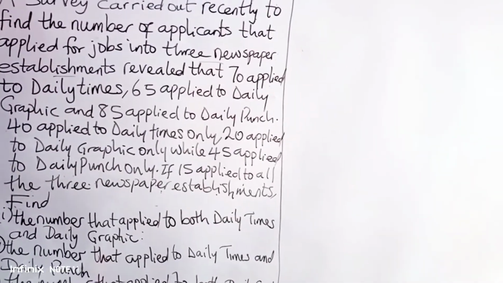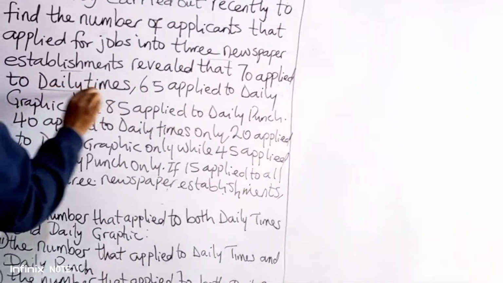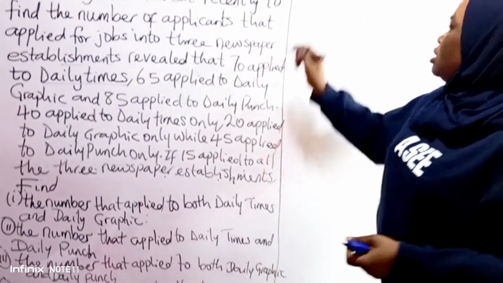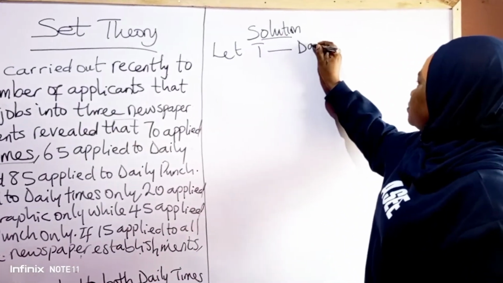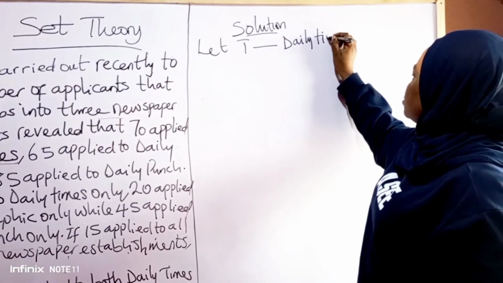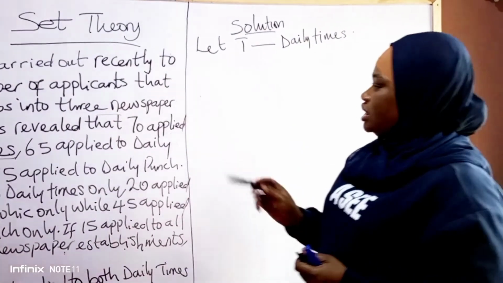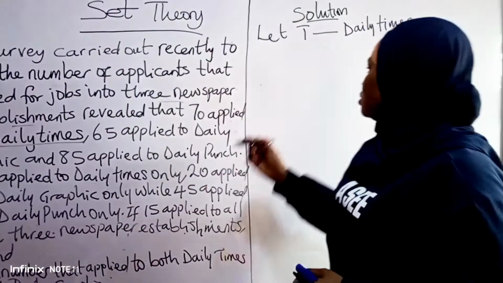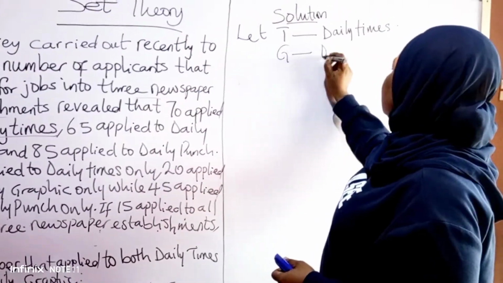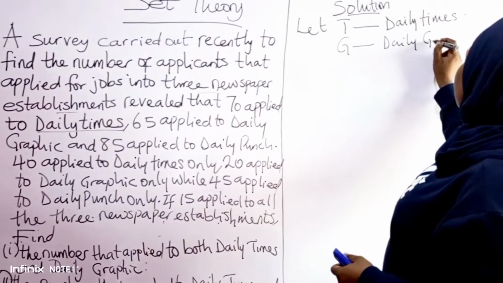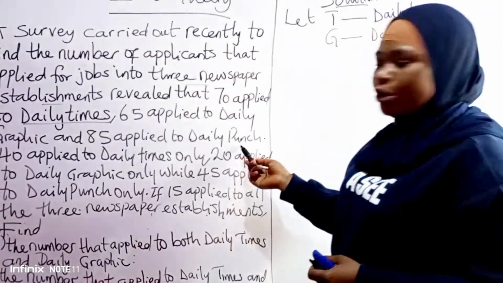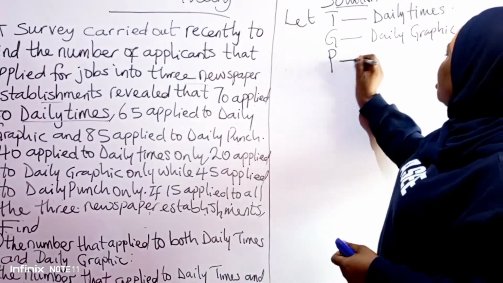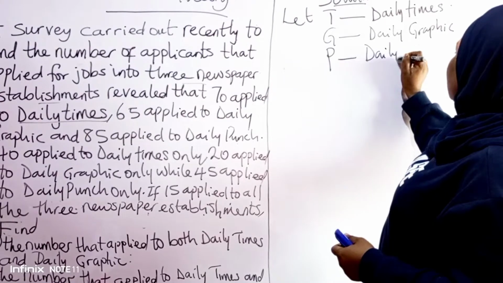Revealed that 70 applied to Daily Times. So the first one is Daily Times. I want to use T to represent Daily Times. So let T be equal to Daily Times. The second one is Daily Graphic, so G to represent Daily Graphic. And the third one is Daily Punch, so I'm using P to represent Daily Punch.